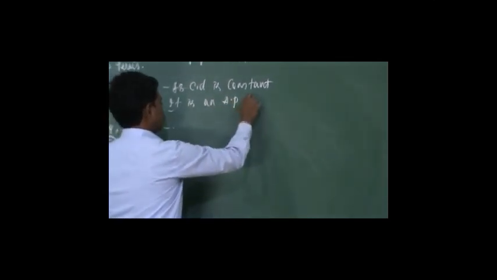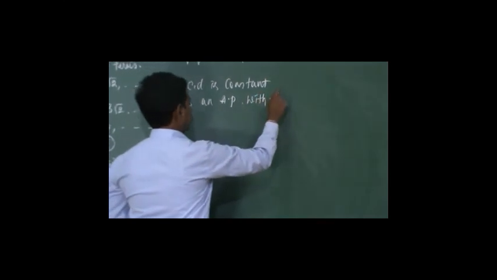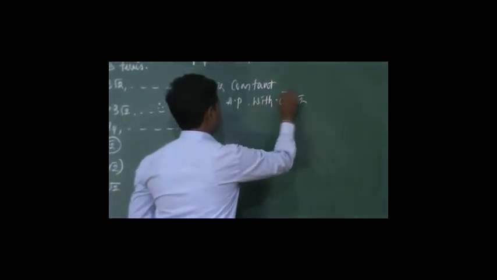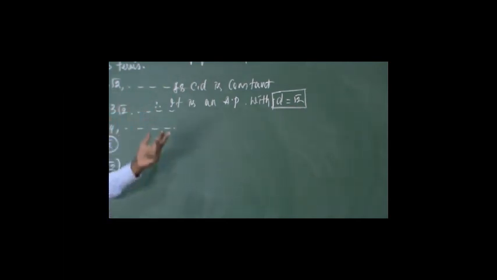Therefore, it is an AP with D equal to root 2. So the common difference is root 2. Terms 1, 2, 3, 4 are given, so now we have to find the next 3 terms, that is the 5th term, 6th term, and the 7th term.